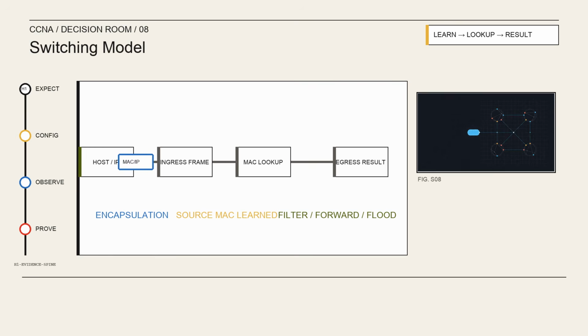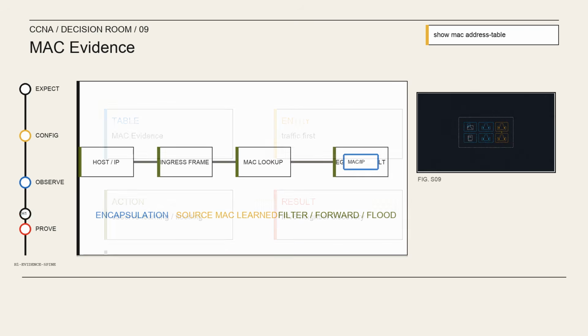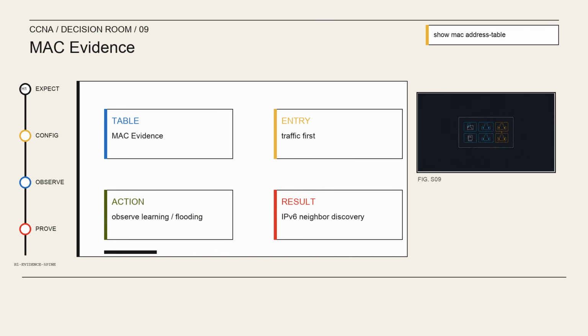A switch learns the source MAC address on ingress. It then looks up the destination MAC. If the destination is known, the switch forwards out the matching port. If it is unknown, the frame is flooded within the VLAN, except back out the port it arrived on. Say it out loud: learn source, look up destination, then filter, forward, or flood. Use show mac address-table after generating traffic.